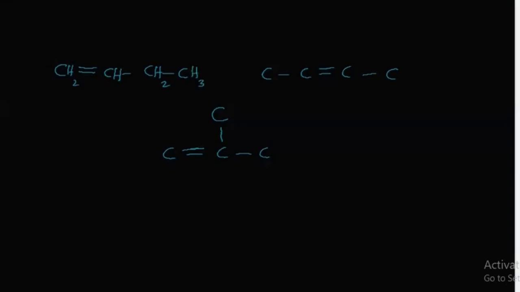Now, one bond is there, you can add three hydrogen. So three bonds are already there, so add one hydrogen. Three bonds are already there, one hydrogen. One bond is there, add three hydrogen. Here you can add no hydrogen, because this carbon is bonded with four other carbon atoms. So add two hydrogen.